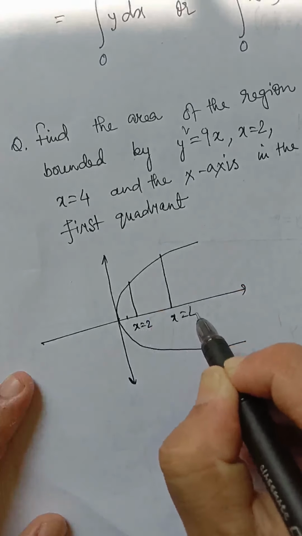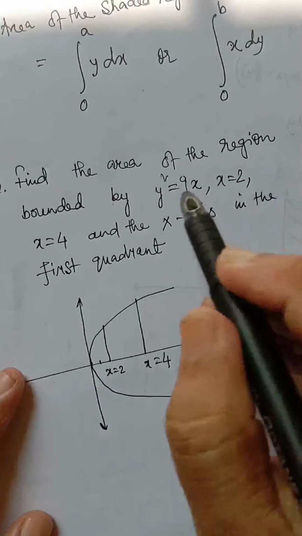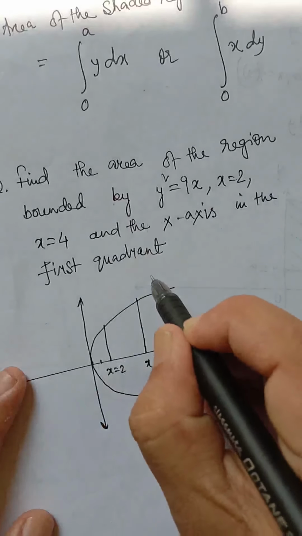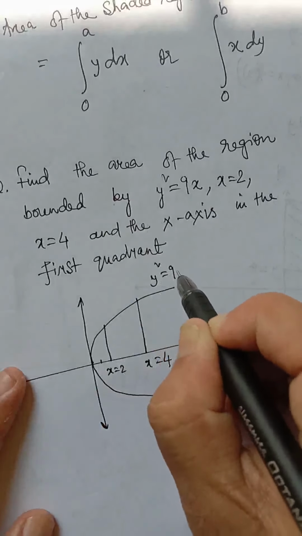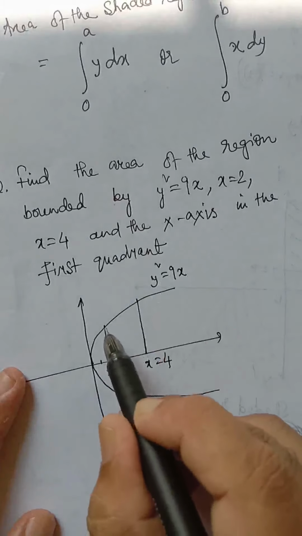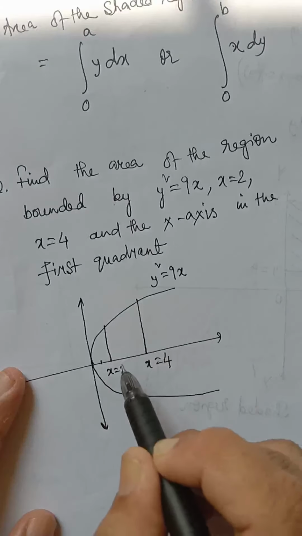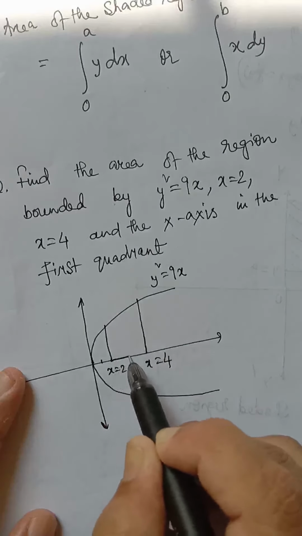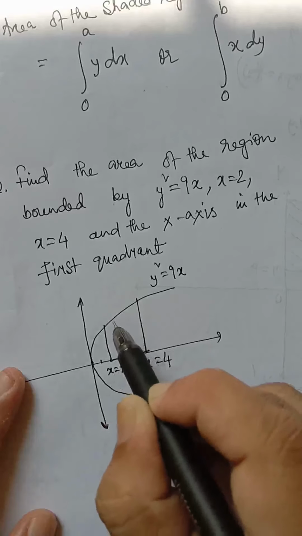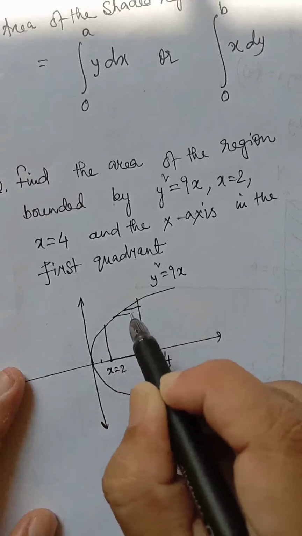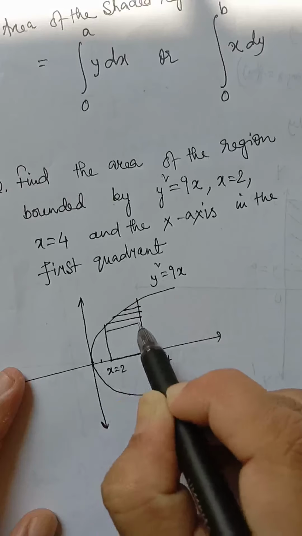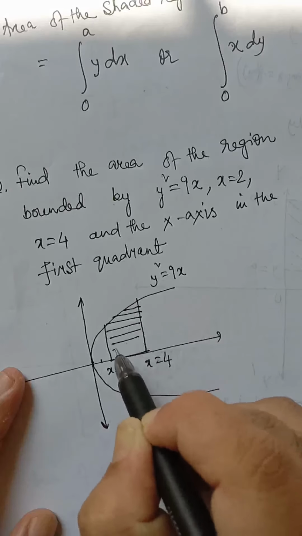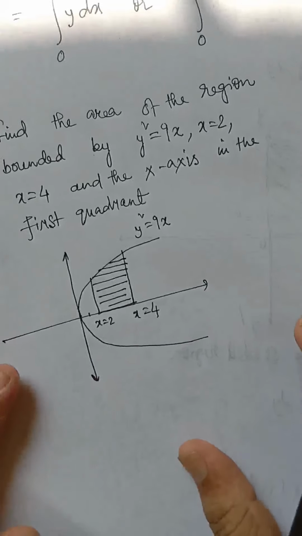Okay, so what do we have to find? The area of the region bounded by y square equal to 9x. This is the graph of y square equal to 9x. The lines x equal to 2, x equal to 4, the x-axis, and in the first quadrant. This is the first quadrant. So we have to find the area of this particular region.